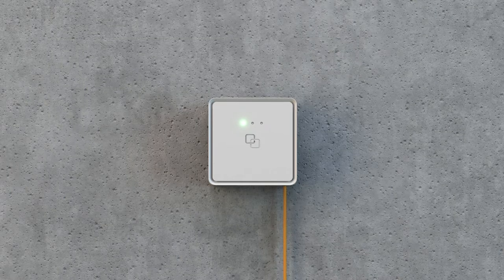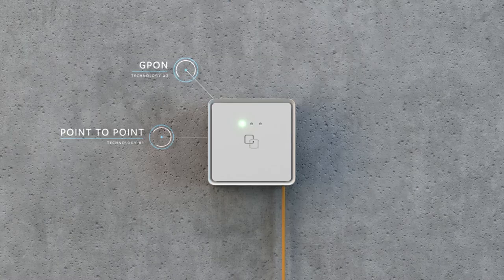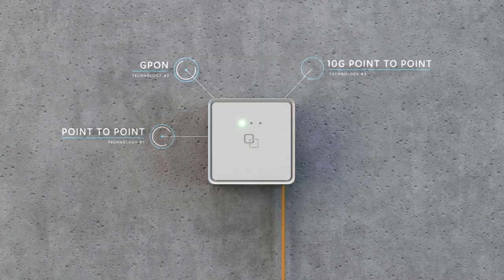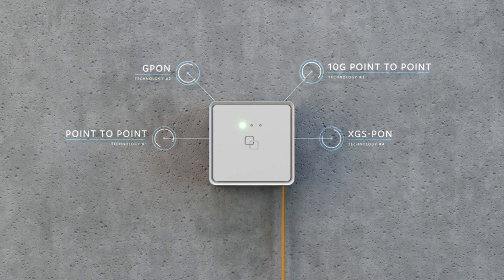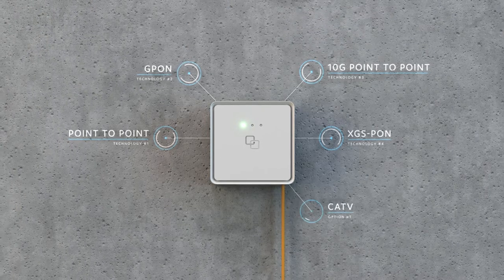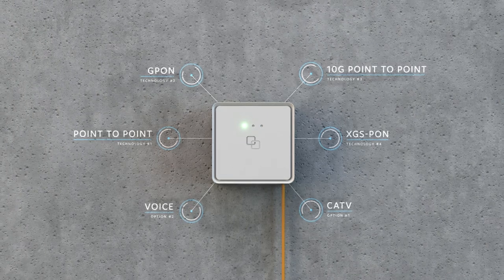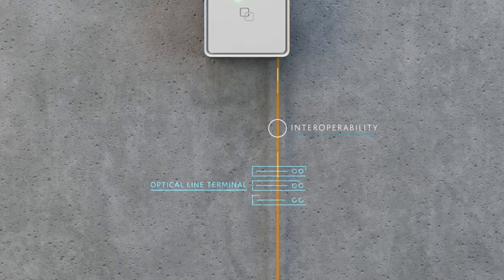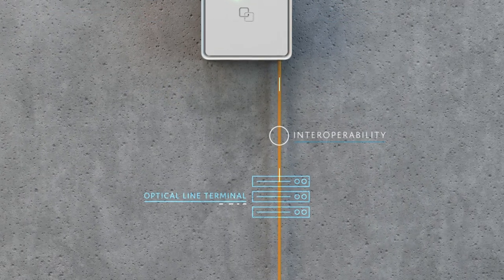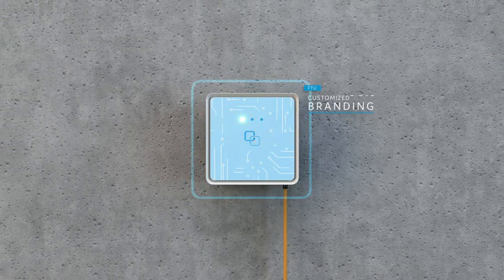The FiberTwist covers all common deployment scenarios, both point-to-point and GPON, as well as the next generation 10G point-to-point and XGS-PON. The FiberTwist supports options such as CATV and voice, uses open and standardized software programs, and offers an independent interoperability with the main OLTs. The FiberTwist can also be customized to fit your branding purposes.